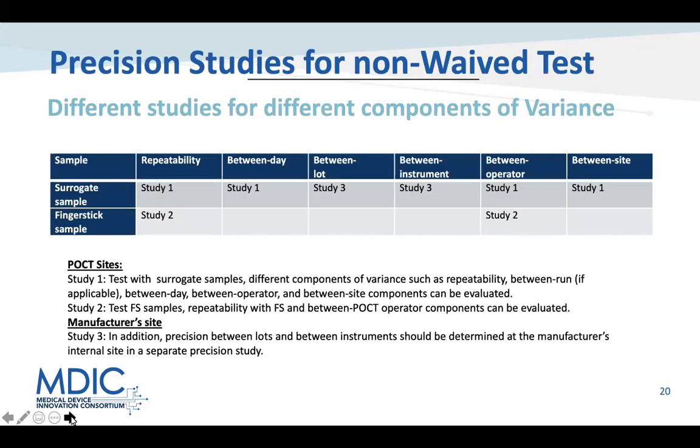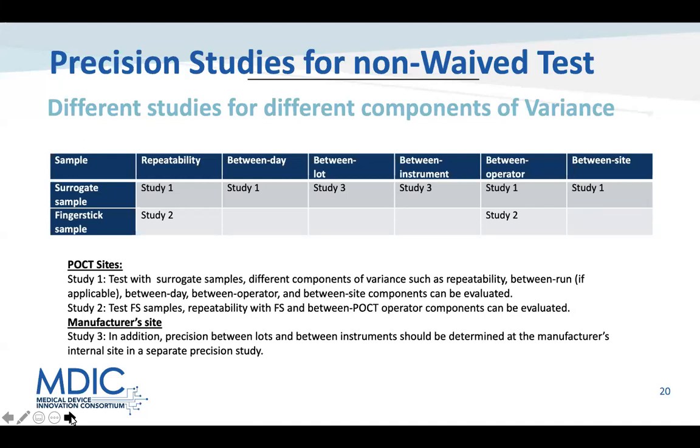So the whole precision evaluation includes 3 studies, and we call them study 1, study 2, study 3. Very simplistic nomenclature. Study 1 is testing the device with the surrogate samples. So these are serum, plasma, or control material. So you can get some of the components like between run, between day, between operator, between site. So these parameters can be evaluated using a surrogate sample.